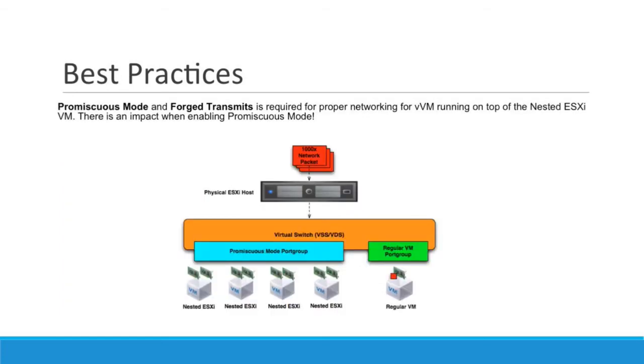The other one that I want to dig into, and it's something I recently learned about in terms of its impact, is that as Doug talked about promiscuous mode and forged transmit, these are required on the physical virtual switch for proper networking.